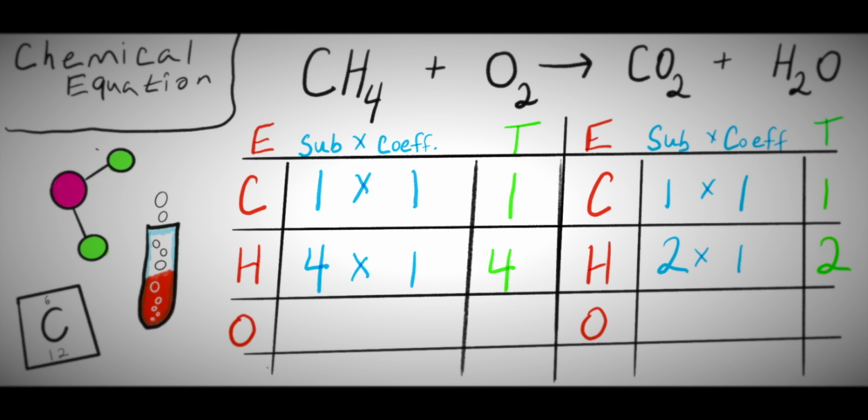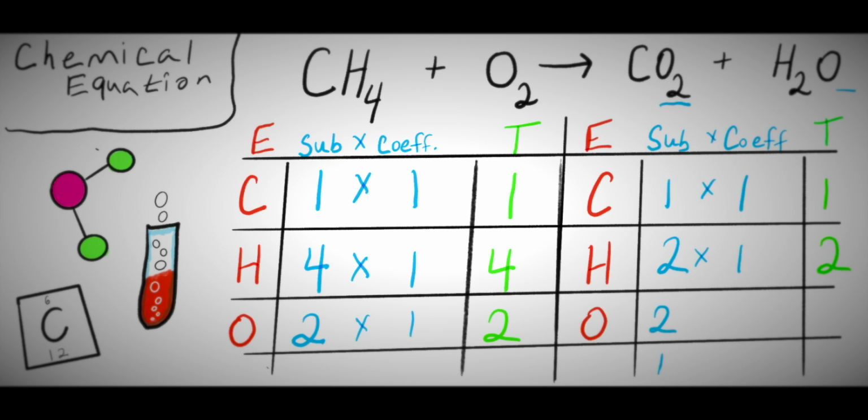Now our last element that we're going to have to account for is oxygen. On the reactant side, oxygen has a subscript 2 and a coefficient of 1, giving us a total of 2 oxygen. On our product side, we have 2 sources of oxygen we are going to have to account for. Because of this, I feel that it's easier to make multiple rows to account for each source of oxygen. So, my first row will account for the oxygen in the carbon dioxide.